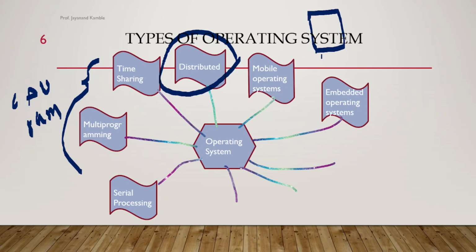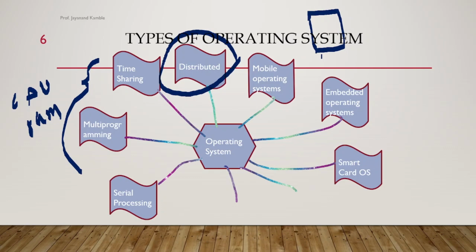Then we have embedded operating systems, which have a specific usage. According to their specific usage, operating systems are designed. They have to do the intended activity only, not the general purpose. And that's why they are called embedded operating systems.